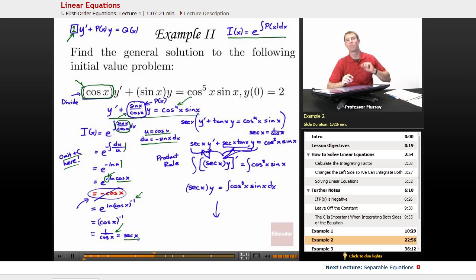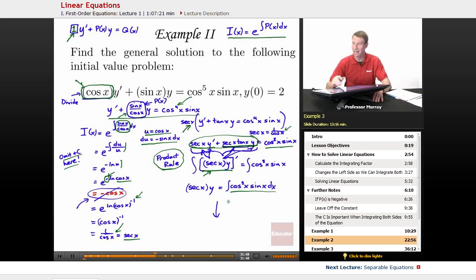So the point of that was you multiply both sides of the equation by that integrating factor. That's what I'm doing here. On the left, I get secant x times y prime plus secant x tangent x times y. And the point of that is that it's the derivative of secant x times y using the product rule. If you use the product rule and expand this out, you get exactly these two complicated terms. On the right-hand side, when I multiply by secant x, that's like dividing by cosine x, so I got cosine cubed x times sine x, and I'm still stuck with that. I still have to integrate that. That's what we're going to jump over onto the next slide and keep going.